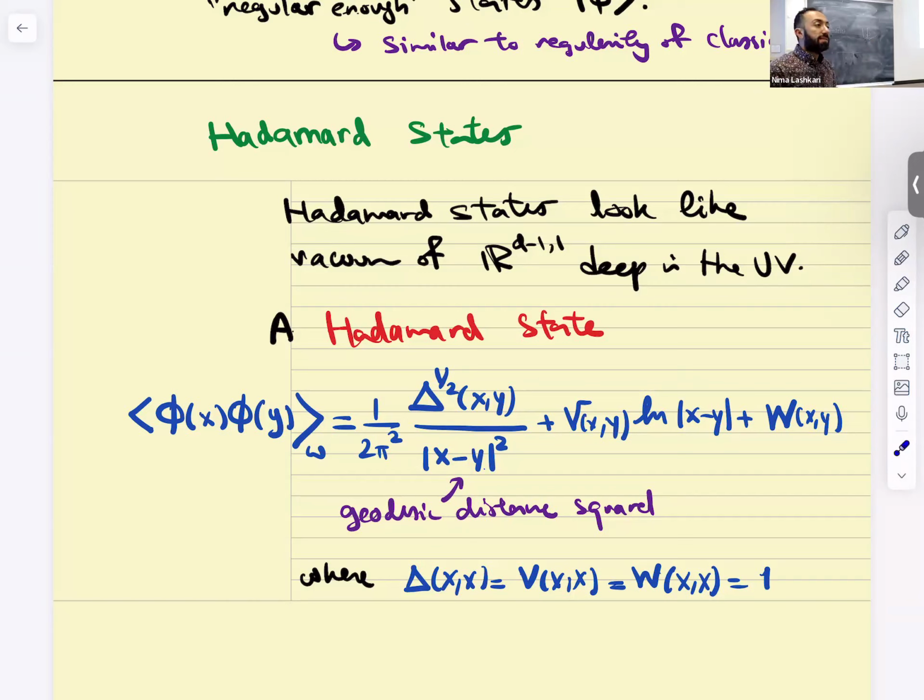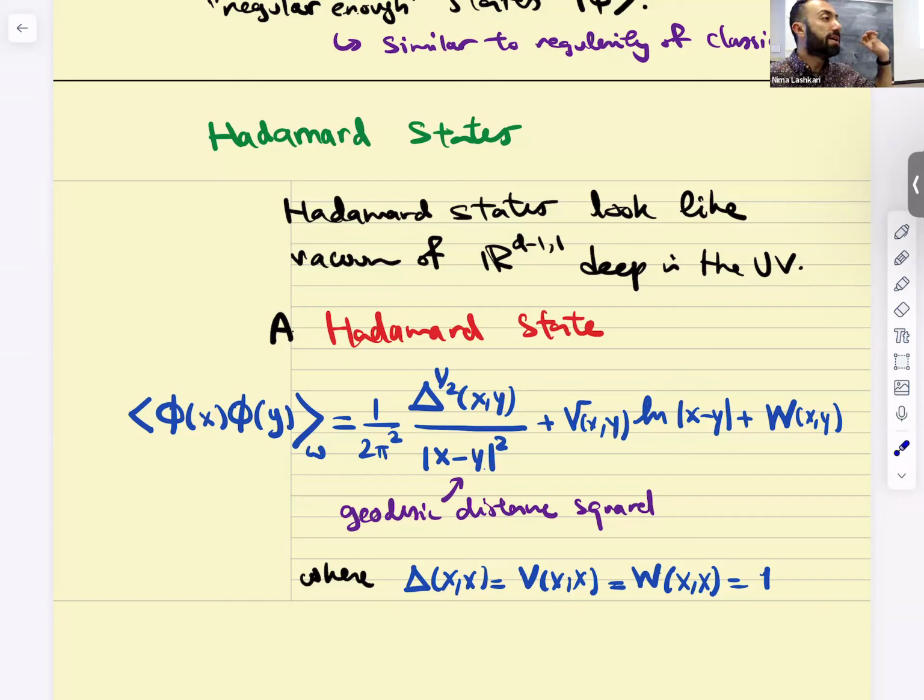Now, what does this mean? It says that these two terms capture the singular behavior of the 2-point function. The class of Hadamard states have the same singular structure as the vacuum of flat space quantum fields. At long distances, it could be different, but deep in the UV, they look like flat space. That's expected. Good. This is what Hadamard states are.